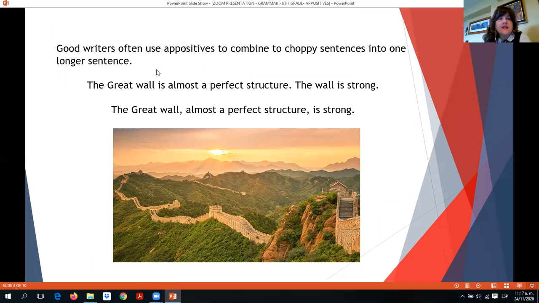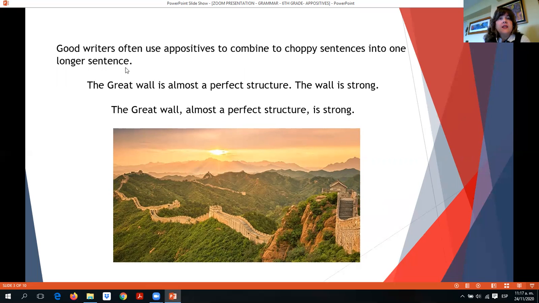Good writers often use these appositives to combine some simple sentences or choppy sentences into a longer sentence. Let's see the example. The Great Wall is almost a perfect structure. That's one sentence. The wall is strong. So those are 2 sentences that could be combined in one sentence with the use of an appositive. Let's see. The Great Wall, almost the perfect structure, is strong.